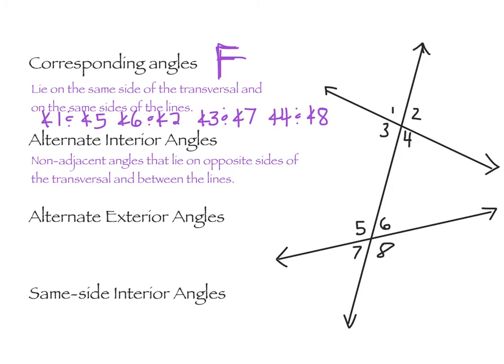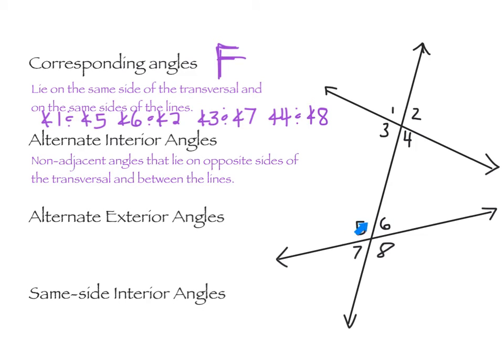The next are going to be alternate interior angles. Remember what we said about interior. Interior is inside those lines, so everything in here is interior. So these guys out here cannot be considered interior because they're not inside the lines. So non-adjacent means not on the same side. So they lie on opposite sides of the transversal. Here's my transversal. They lie on opposite sides of the transversal between the lines.